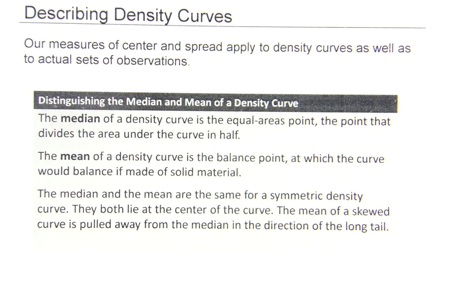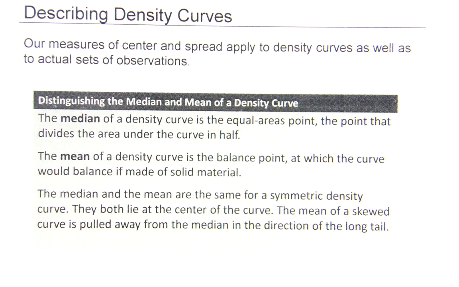Are measures of center and spread applied to density curves as well as to actual sets of observations? So, distinguishing the mean and the median of the density curve. We've kind of gone over this before, but I'm really trying to bring the point home. The median is the equal-areas point, the point that divides the area under the curve in half. Before it was half of your data, but now it's dividing the area under the curve in half. And then the mean of the density curve is the balance point. Basically which way it's going to fall.